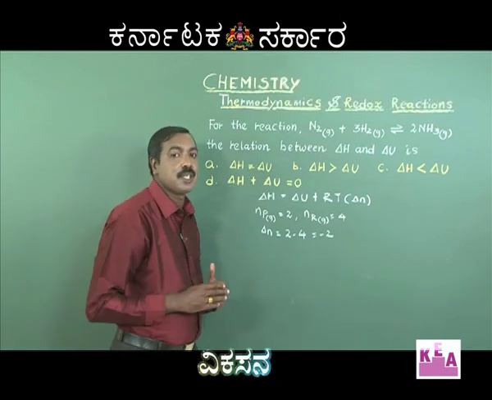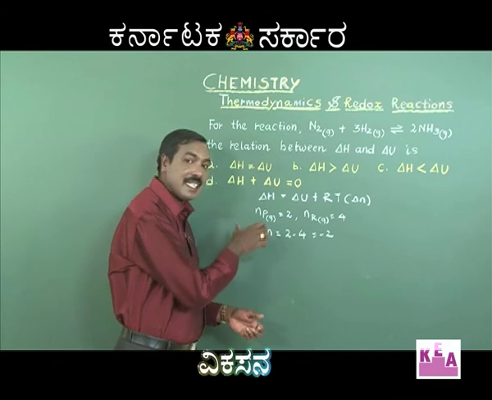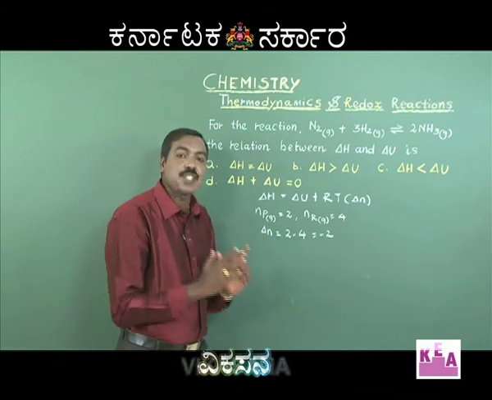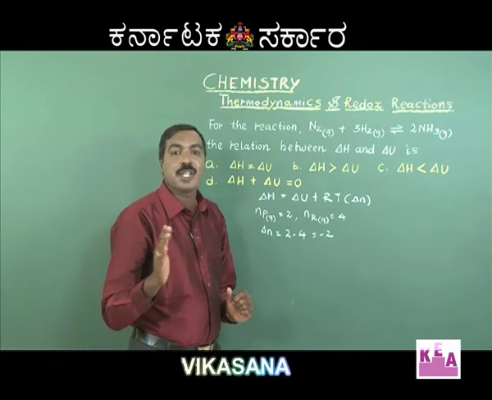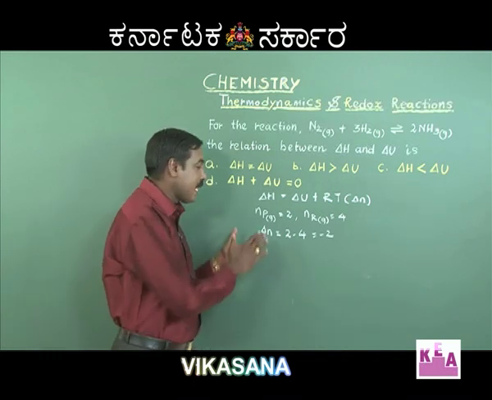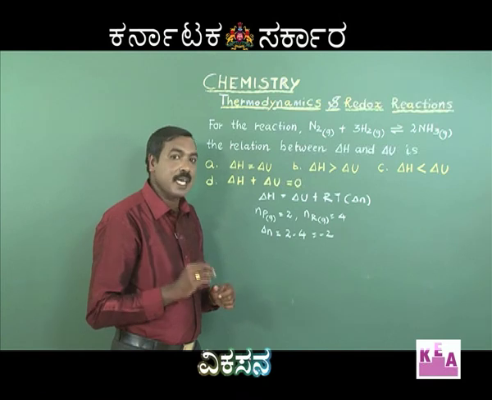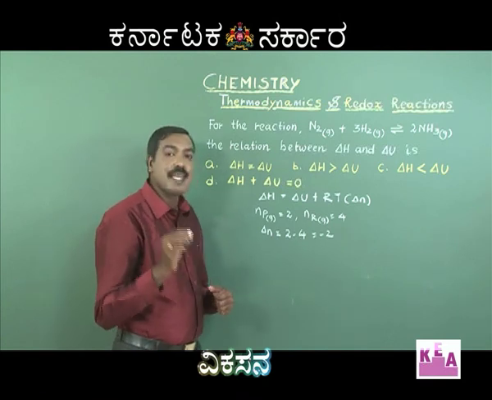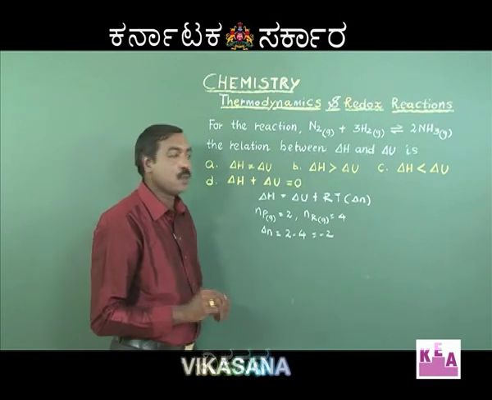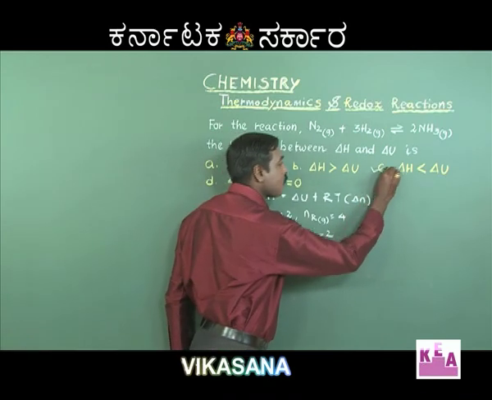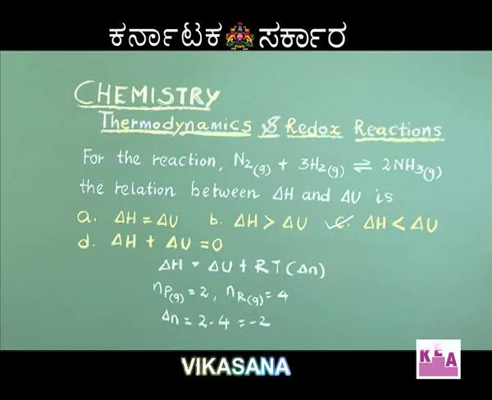Summarizing what I mentioned, delta N will decide what is the relationship between delta H and delta U. Since delta N is a negative value, therefore I would say delta H would be less than delta U. Therefore, the correct and right answer is option C.